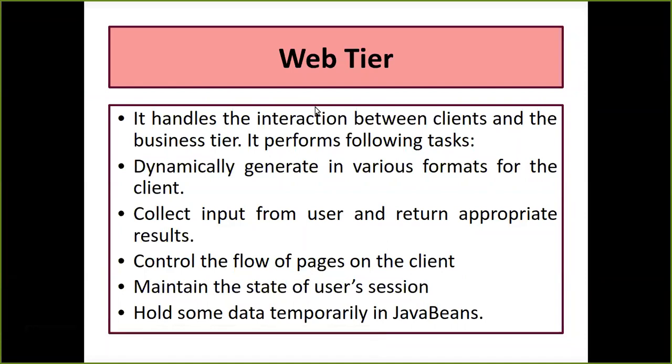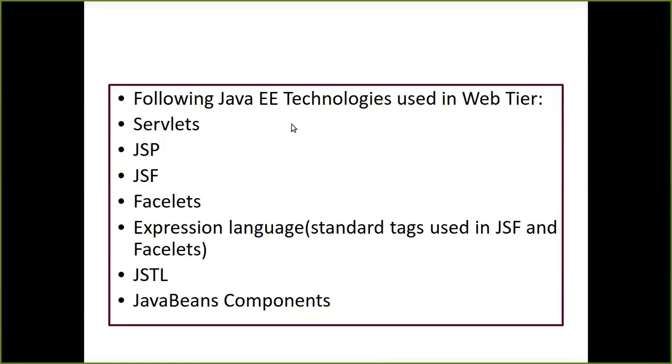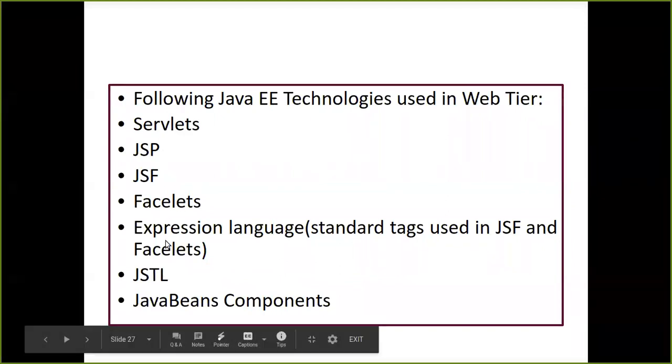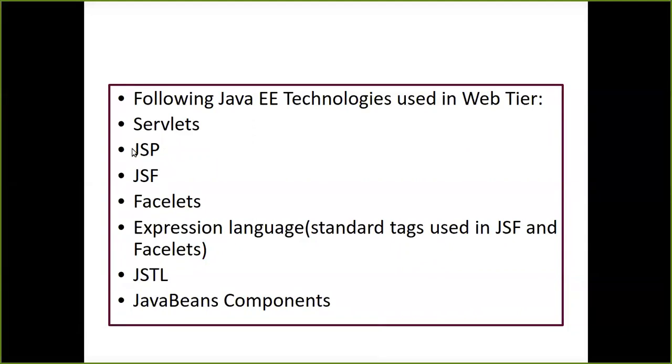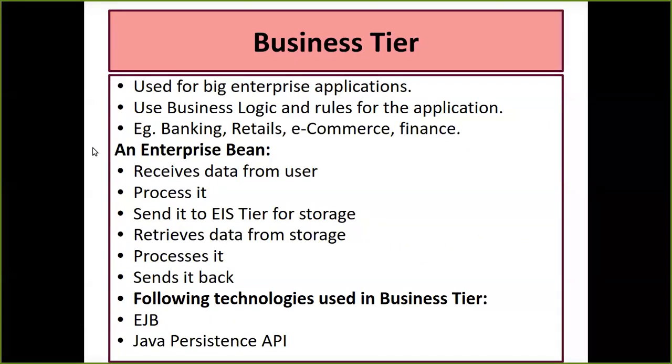When we talk about the third tier, that is your business tier, first, what enterprise technologies are you going to use for your second tier, that is your web tier? We have servlets, we have JSP, all these technologies which we had yesterday, you can use for working with the second layer. Third is your business tier, that is the major work which this tier is going to do.